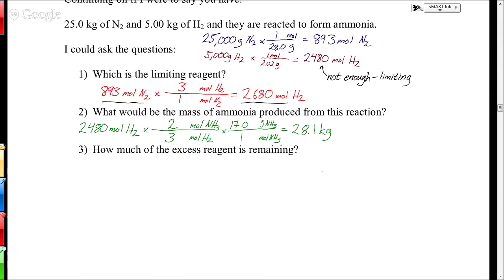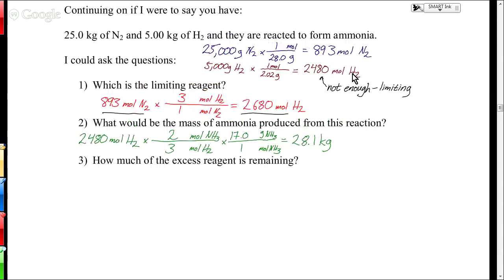We have to figure out how much nitrogen this much hydrogen actually reacts with, and then whatever's left over, that's the excess. So notice here that all of these things that we're doing, it's that same calculation over and over again. Grams to moles, moles to moles, moles back to grams. We're always doing the same thing, just with different reagents in there depending on what's being asked.